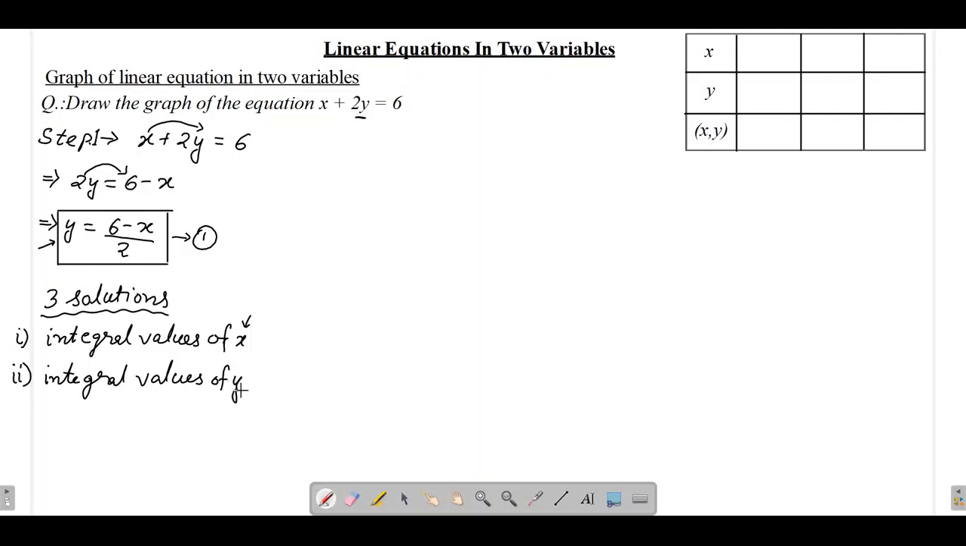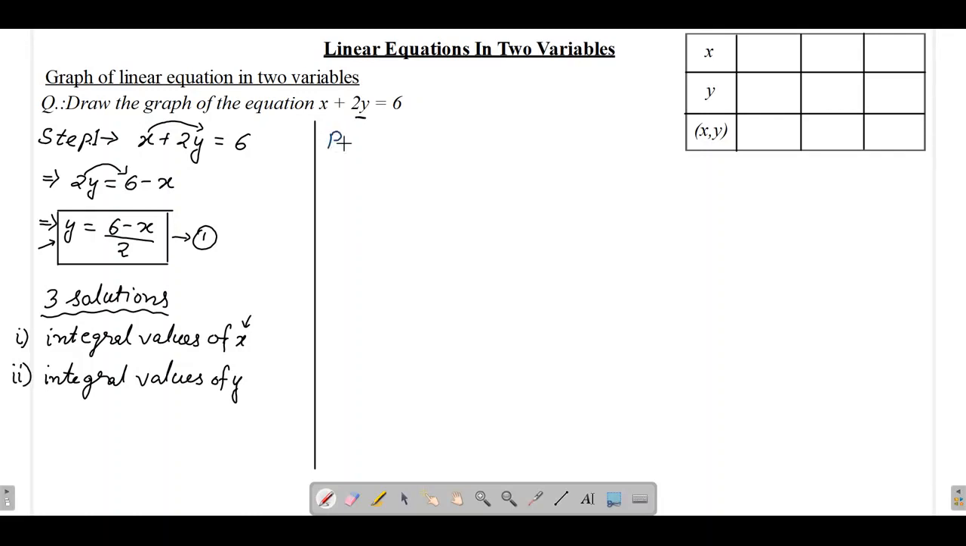Why is it so important? Because plotting a number like 3 by 7 or 0.23 bar on a graph or on the number line is not an easy task. So quickly we will find three different solutions by putting different values of x.